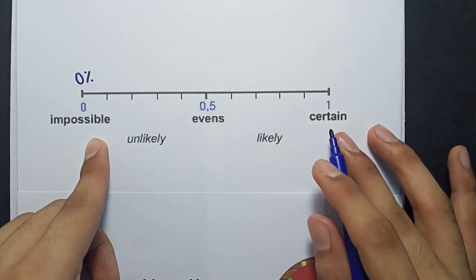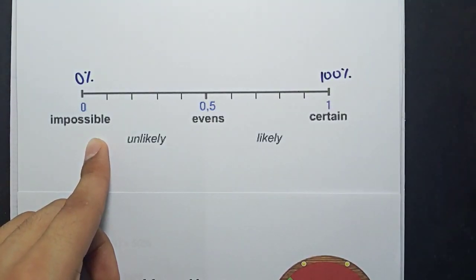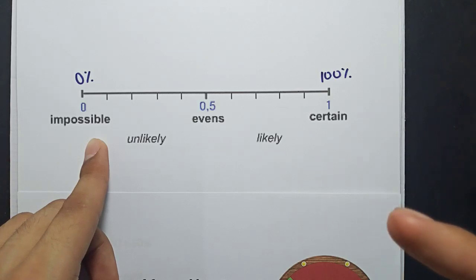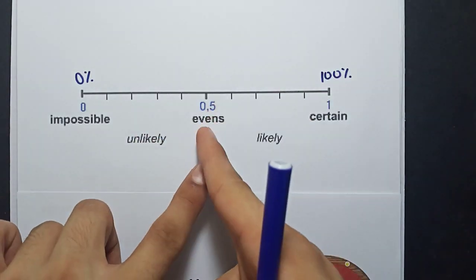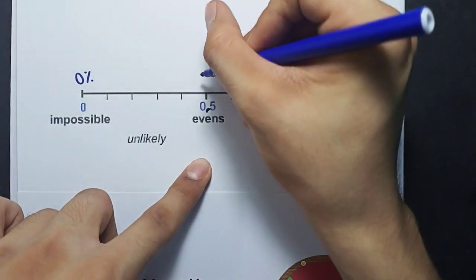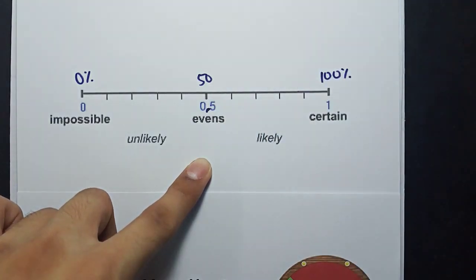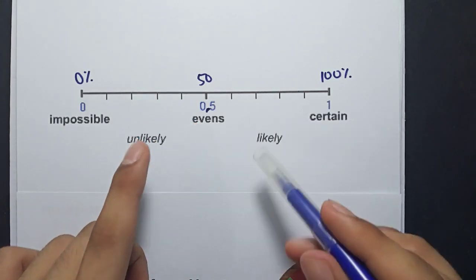Next, yung 1 natin. 1 is 100%. Meaning certain. You are certain to win. Parang ganon, 100% yung chance mo ng winning. Ibig sabihin, kahit anong mangyari, mananalo ka. Next, yung nasa gitna, 0.5. That is equal to 50%. And that means you have a 50-50 chance of winning. 50-50. Even yung chance mo manalo.